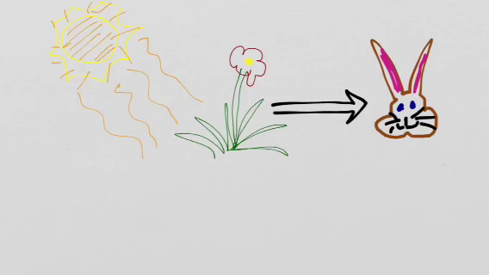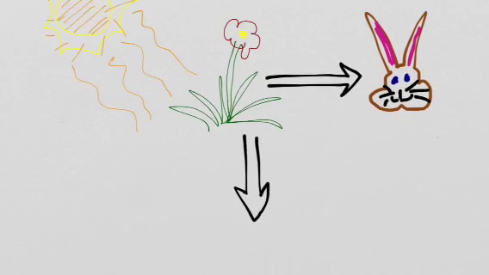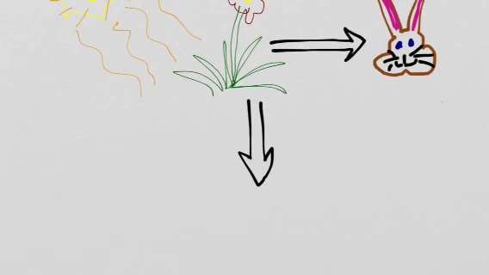Now, that rabbit is going to eat the plant. But do all plants get consumed? No, they don't. But do all plants at some point in their life cycle die? Yes, they do. So what ends up happening if the plant dies? If the plant dies, it will go to what we call decomposers.